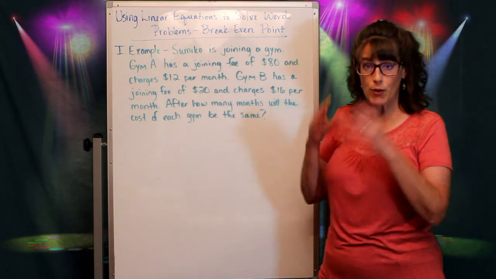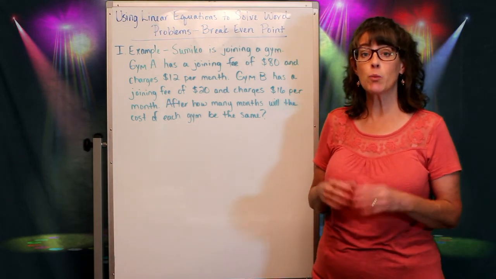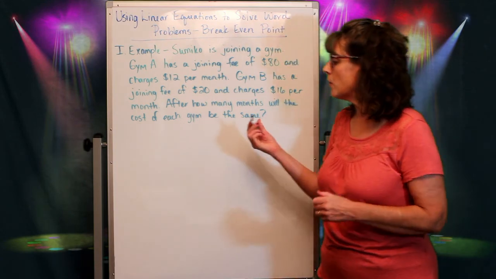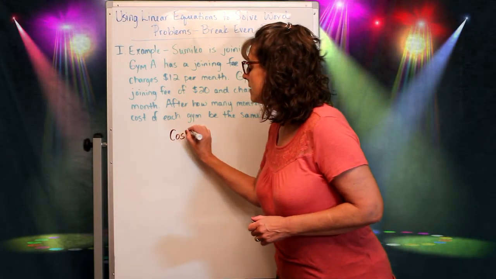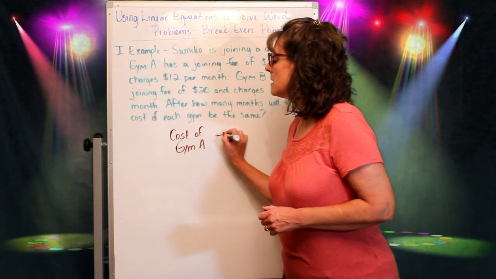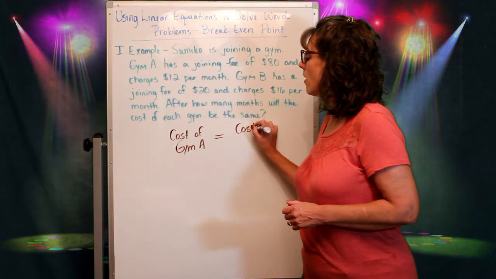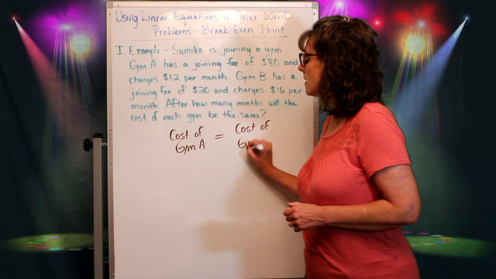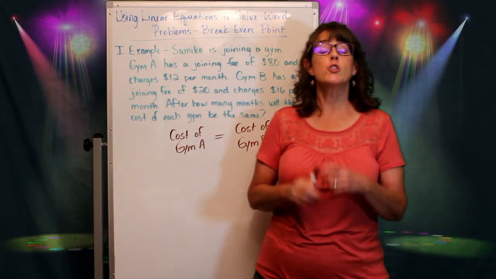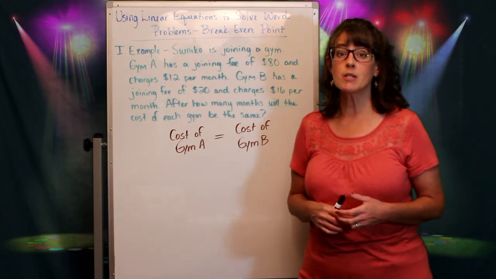So we've read it in its entirety. We got a feeling for what's happening. We want the idea of equality. So what we want to happen is we want the cost of Gym A to be equal to the cost of Gym B. That's what we want to know. When are the two costs going to be the same? So now let's figure that out slowly, sentence by sentence.